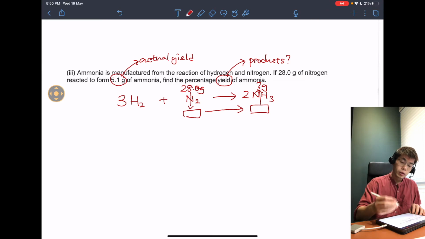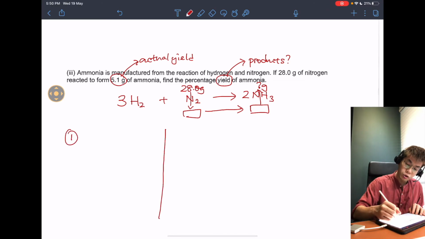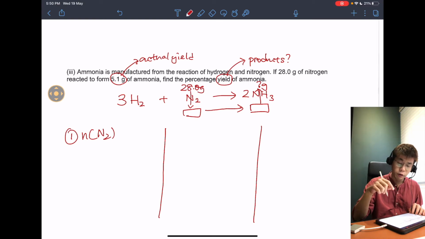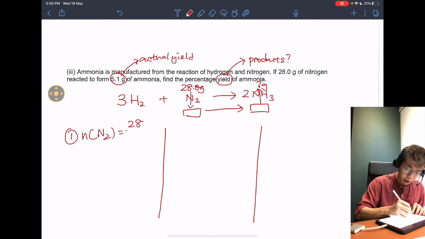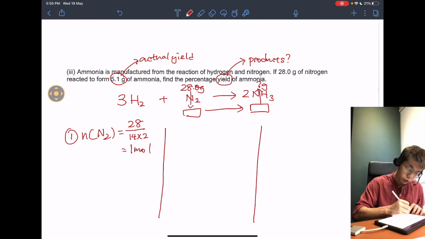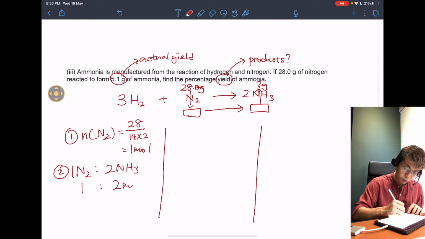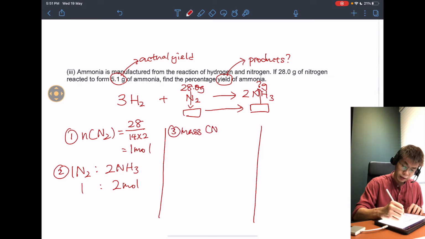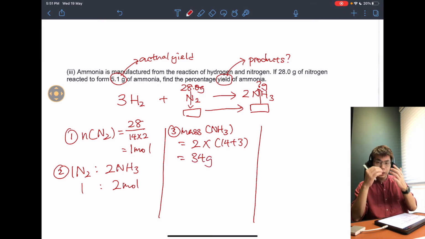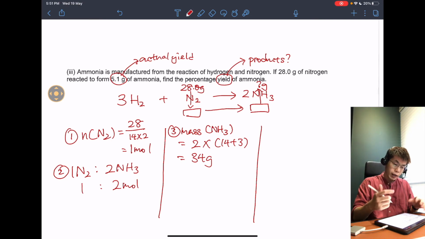Okay, so now let's take a look. Step 1, divide my page, find the number of moles of nitrogen. Although nitrogen is a gas, I don't divide by 24 because this is mass. So 28 divided by 14 times 2, which is the MR, and that is 1. The mole ratio of nitrogen to NH3 is 1:2 moles. Quite straightforward. And then I need to find the mass of ammonia, NH3. That will be 2 times 14 plus 3, that is 17, times 2 is 34 grams. So my calculated yield is 34, but I only get 5.1.